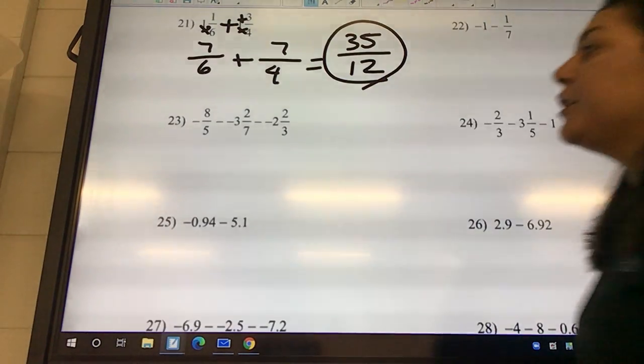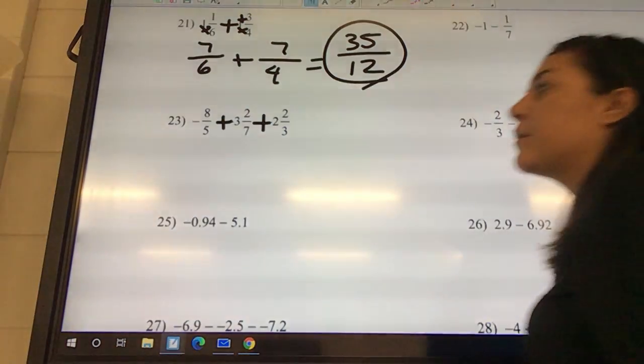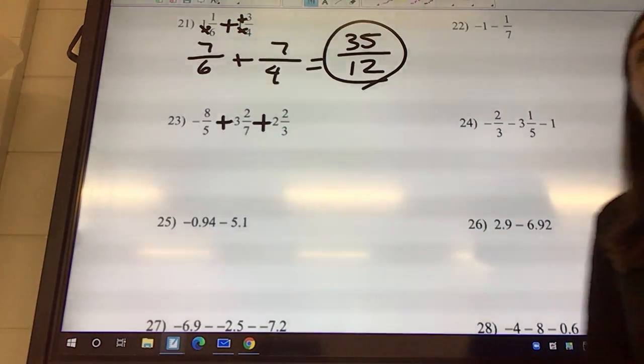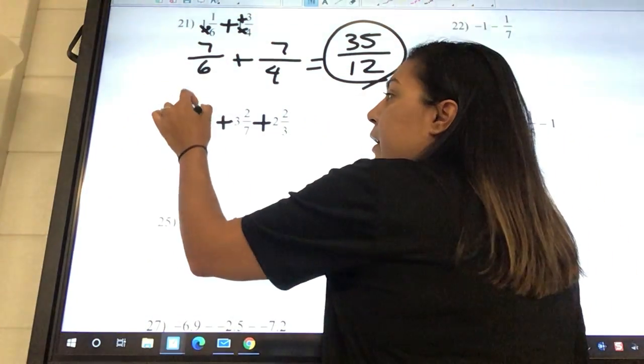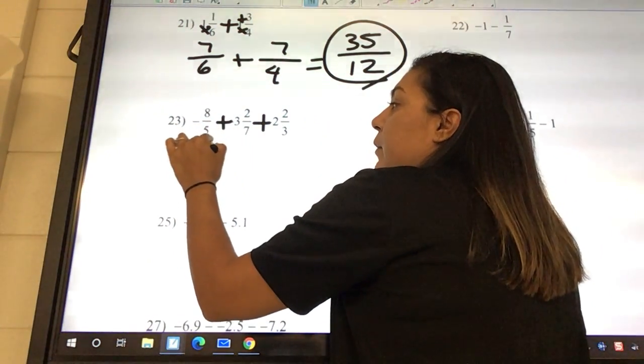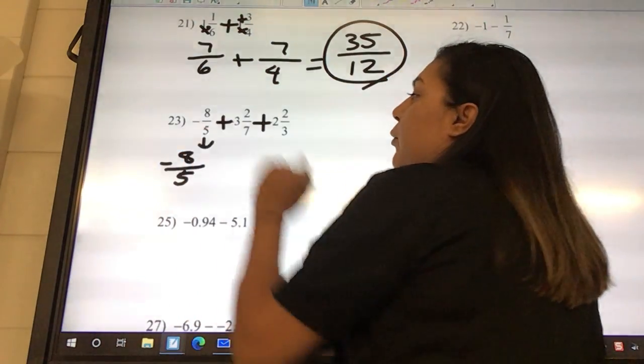Okay, negative. First, go through, change any signs you can. So right here should be a plus, and right here should be a plus. Is the first one an improper fraction or a mixed? Improper. My number on top is bigger than the one on the bottom. So you got negative 8 over 5. What about the second one?